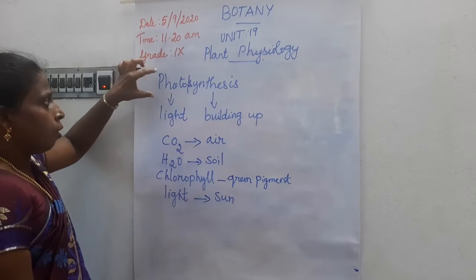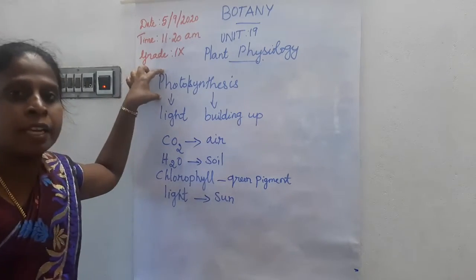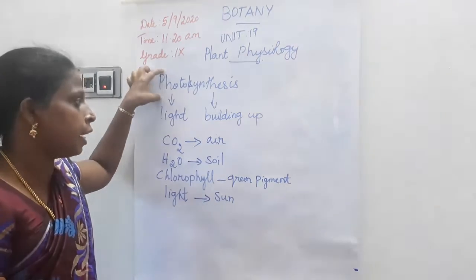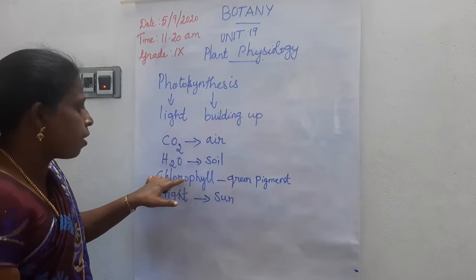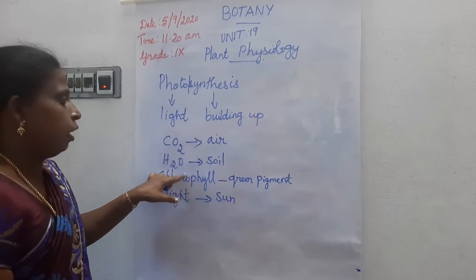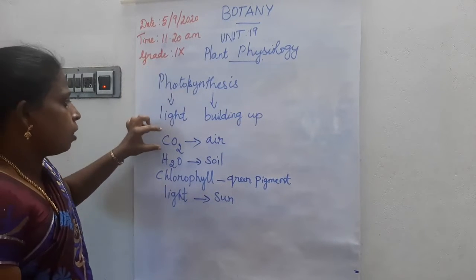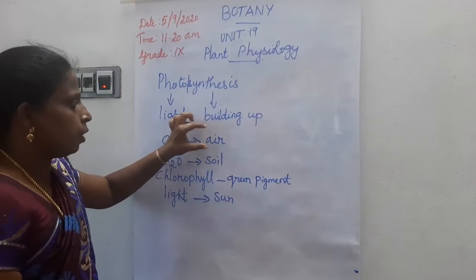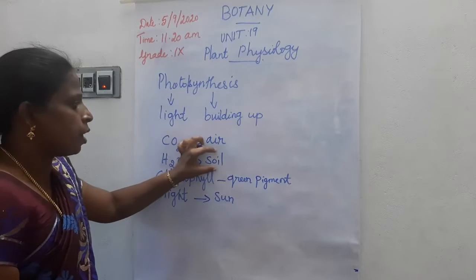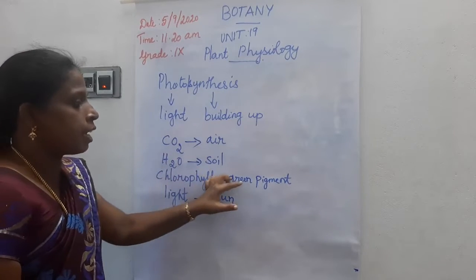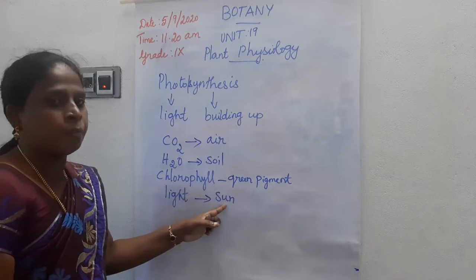So what is the definition for photosynthesis? It is the process by which green plants synthesize carbohydrates by using carbon dioxide and water in the presence of sunlight and chlorophyll. That process is called photosynthesis. The green plants obtain carbon dioxide from the air, water from the soil, chlorophyll is a green pigment present in the leaves, and the light energy is obtained from the sun.